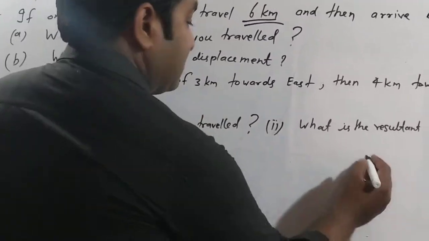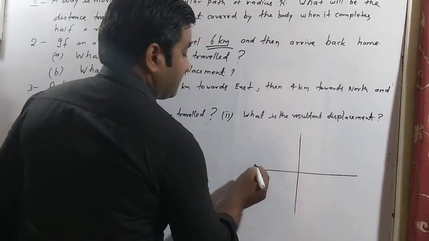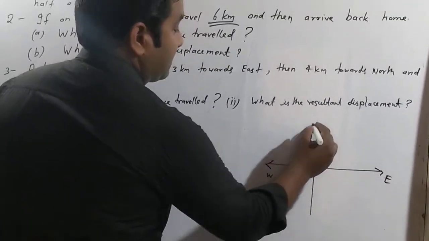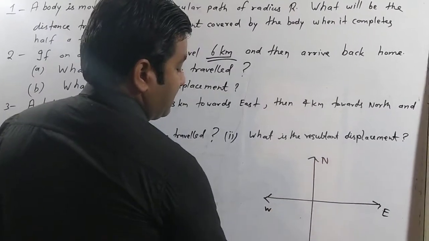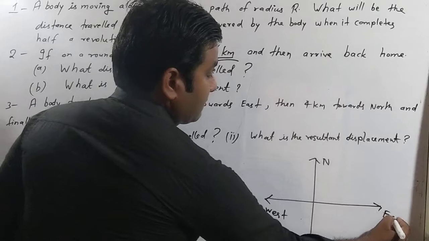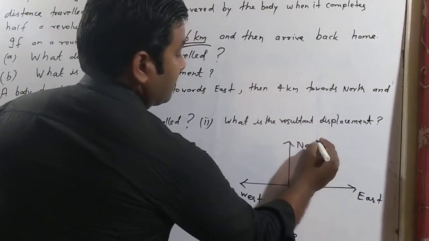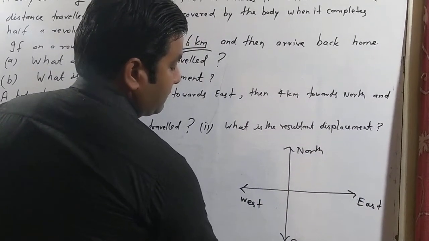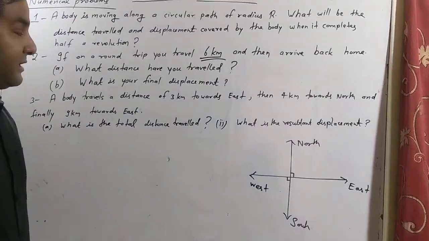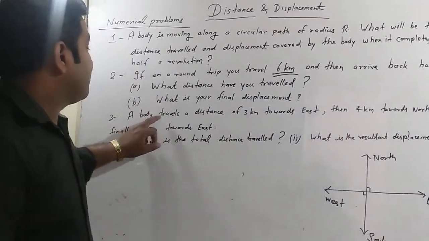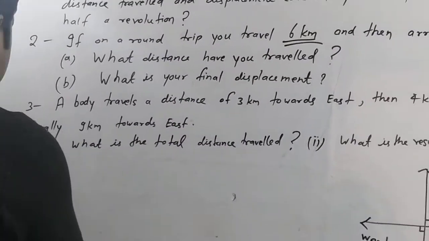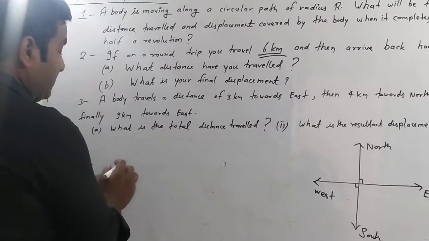First of all, just see the direction concept. Here this is representing east and this is representing west. This one north and this one south. And we know each direction is inclined at a 90-degree angle. The starting condition: a body travels a distance of 3 km towards east. Just see the solution of numerical problem 3.